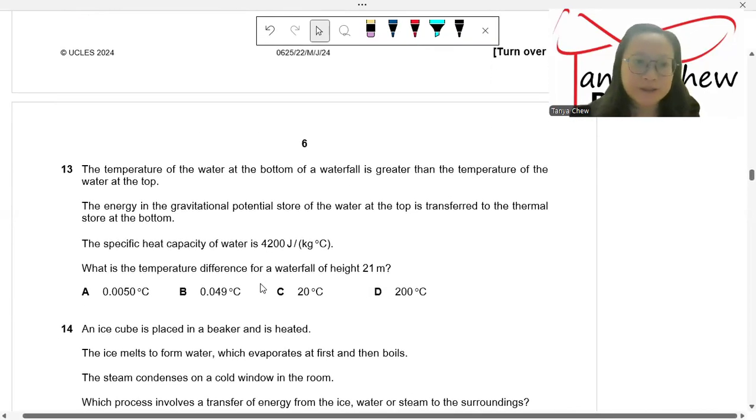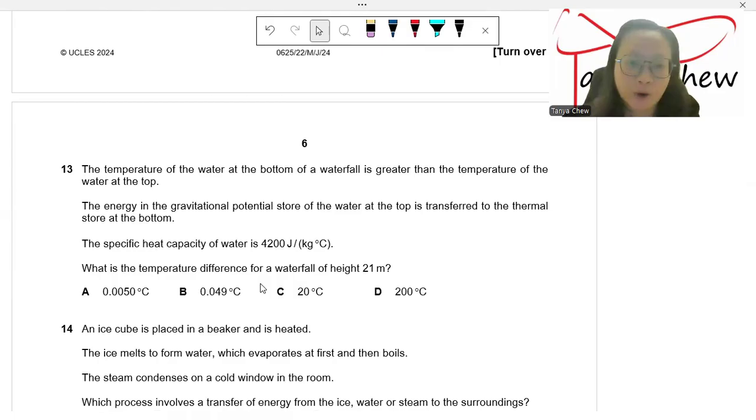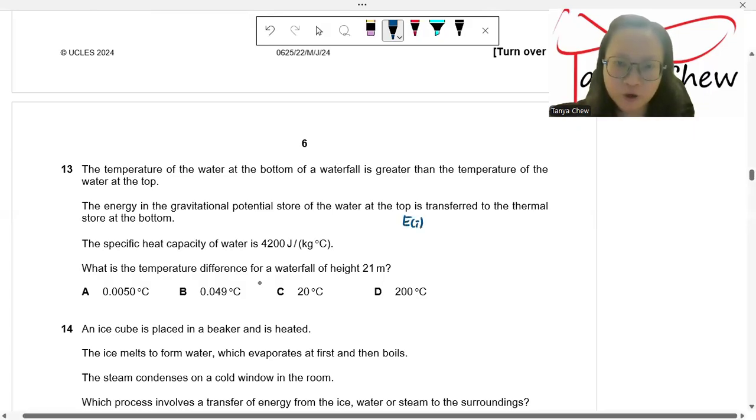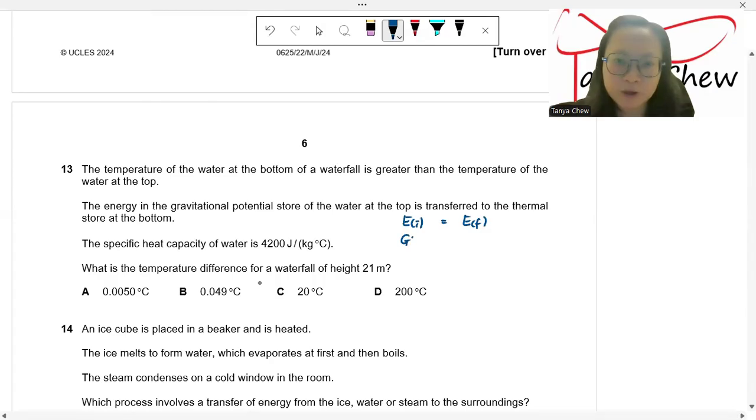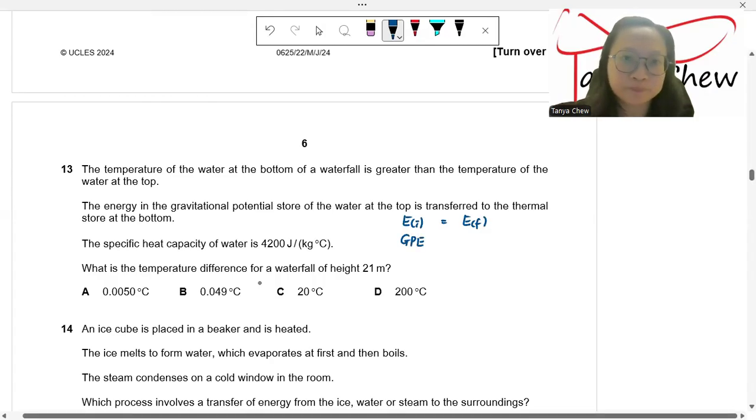Now, question number 13. The temperature of the water at the bottom of the waterfall is greater than the temperature of the water at the top. Energy in the gravitational potential store of the water at the top is transferred to the thermal store at the bottom. Specific heat capacity of water is 4,200 joules per kilogram per degree Celsius. What is the temperature difference for a waterfall of height 21 meters? For this type of question, I have to use the principle of conservation of energy. So the initial energy is being converted to final energy. Initial energy has to be gravitational potential energy because this is the energy I will highlight, the energy in the gravitational potential store of the water at the top transferred to thermal.